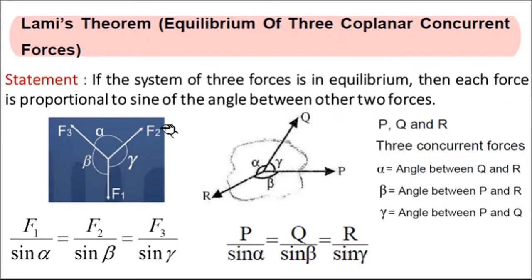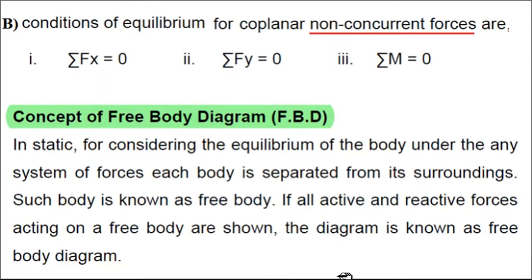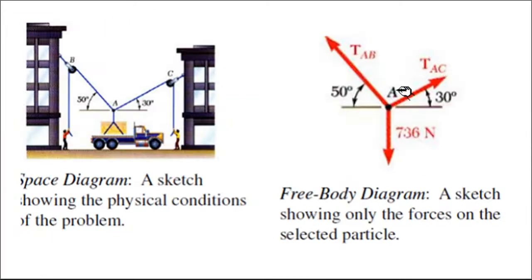Now how to solve the problem whenever there are three forces which are in equilibrium? Just now we have seen in this case also, there are only three forces, so we can directly resolve it. Summation of Fx equal to 0: TAC cos 30 minus TAB cos 50 equal to 0. Fy equal to 0: TAC sin 30 plus TAB sin 50 minus 736 equal to 0. Means by resolution also we can solve it, but there is one rule or one law.